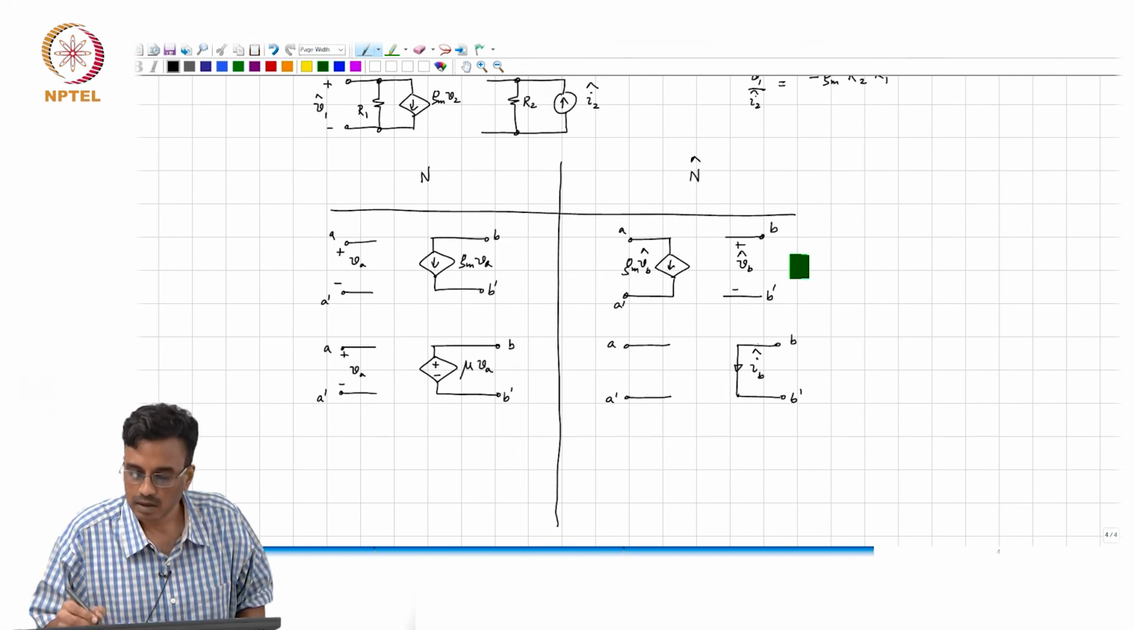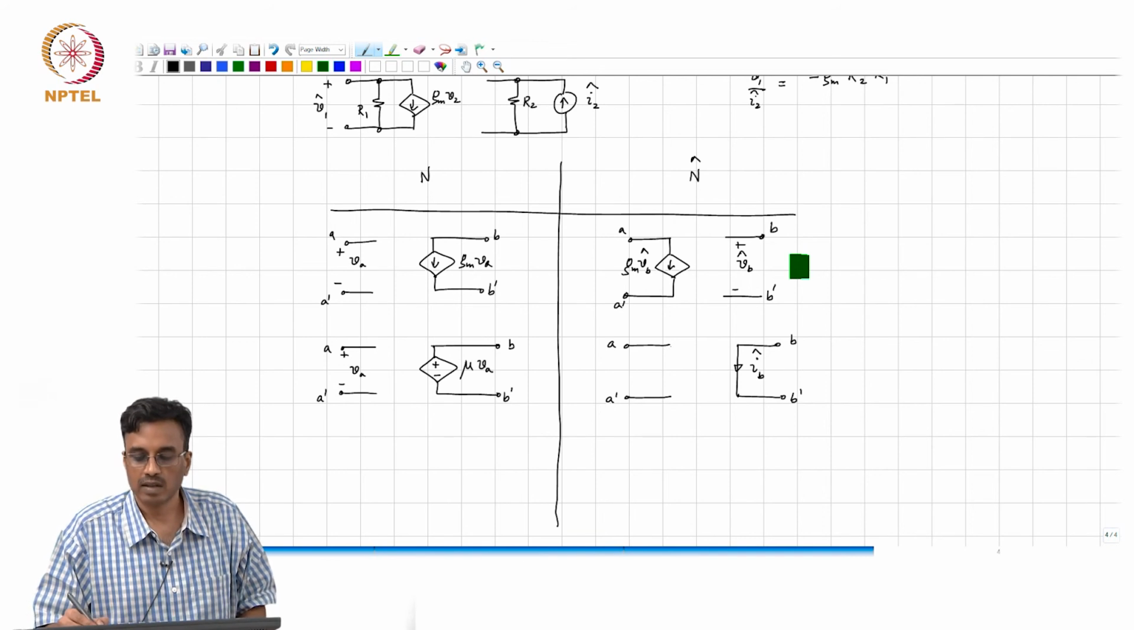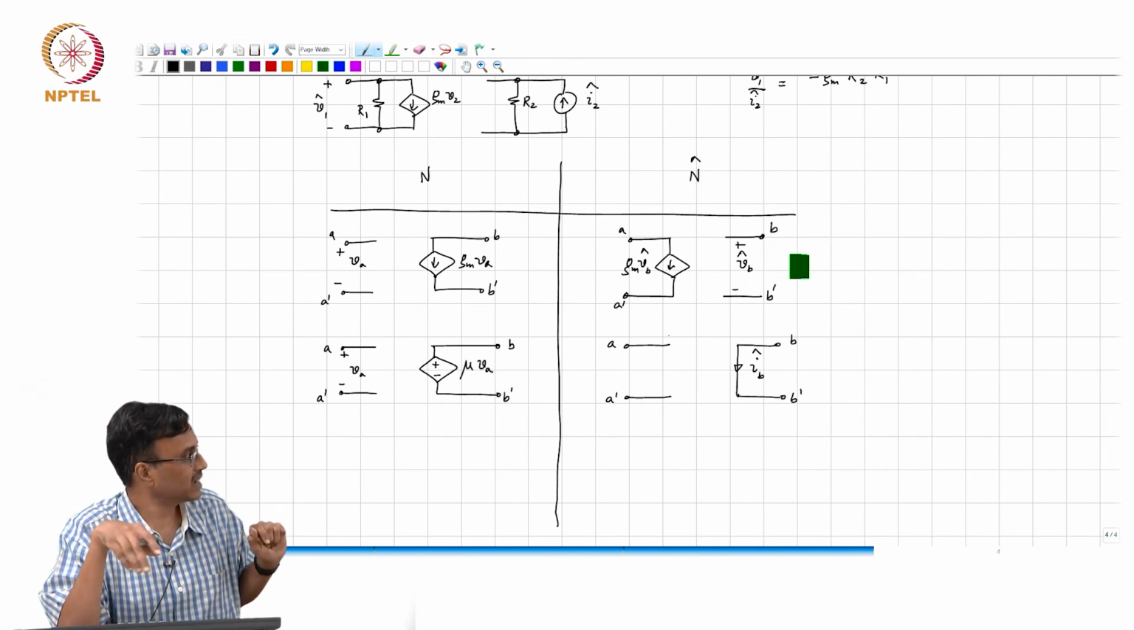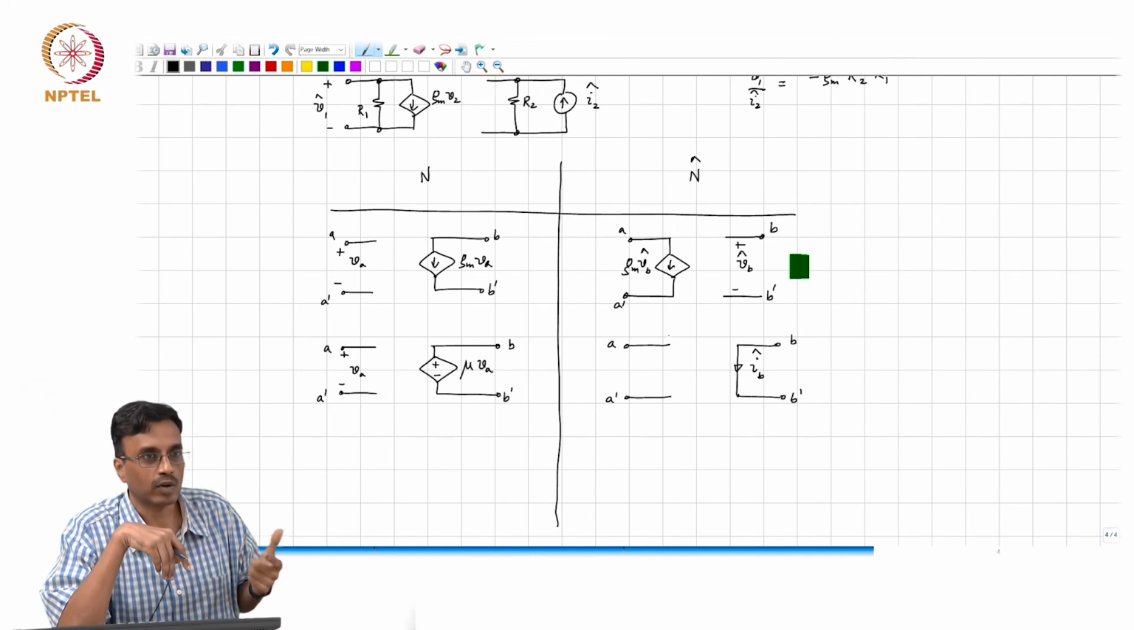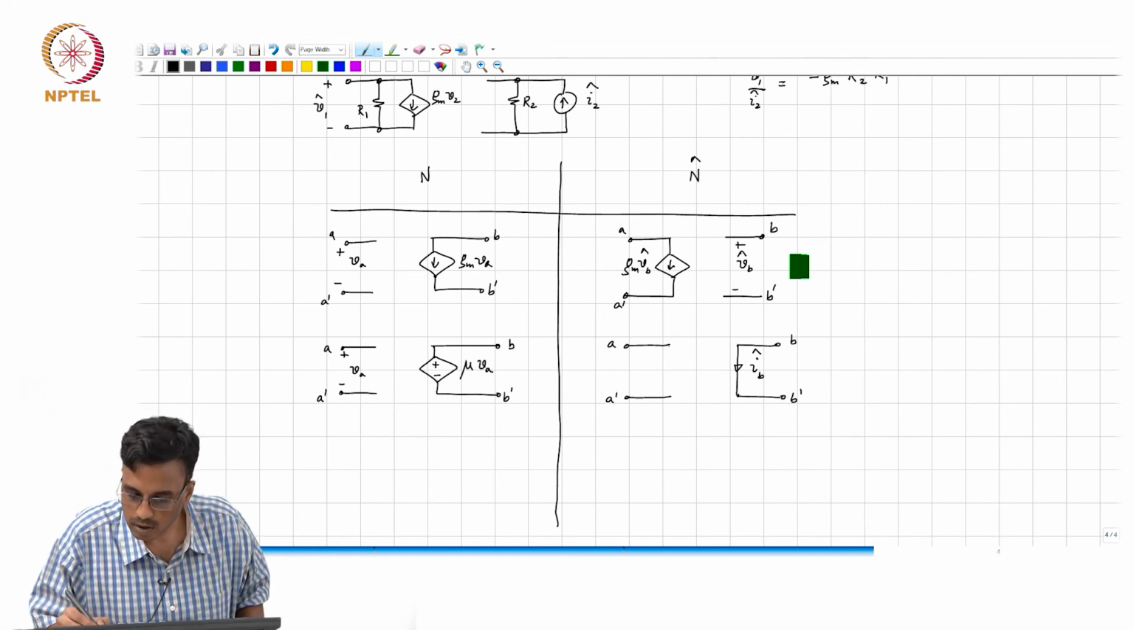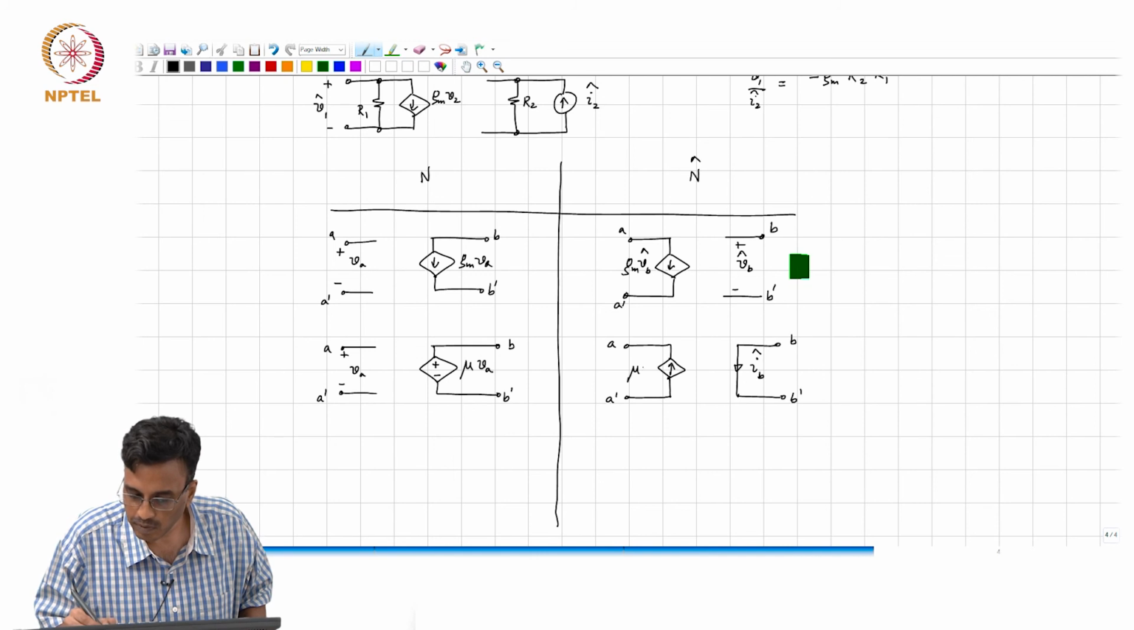And the impedance between A and A prime on the right hand side must be infinite when mu is 0. So what kind of controlled port must that be? Current source, very good. So this is mu times IB.